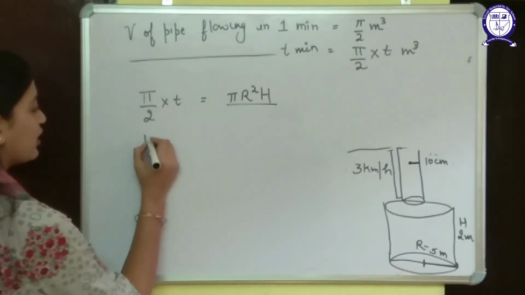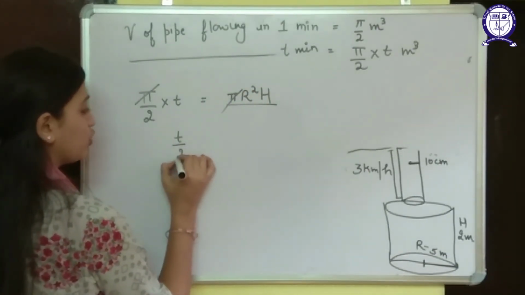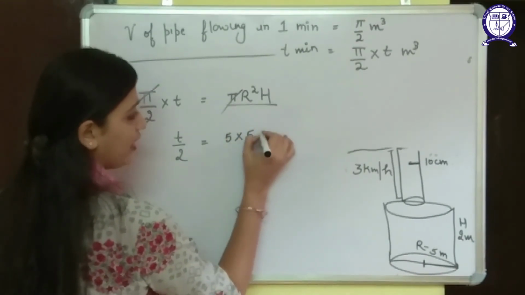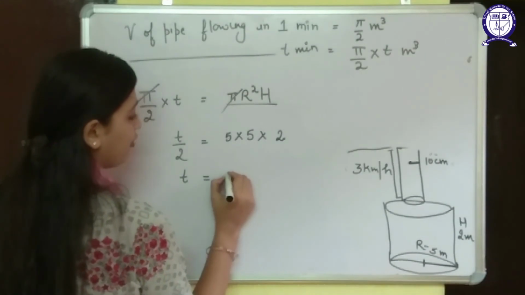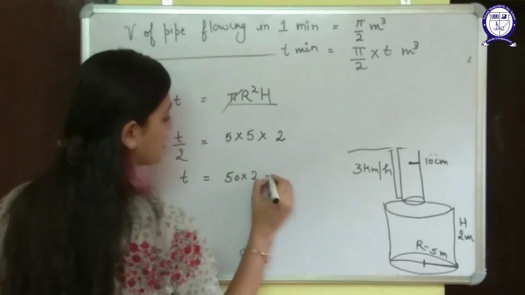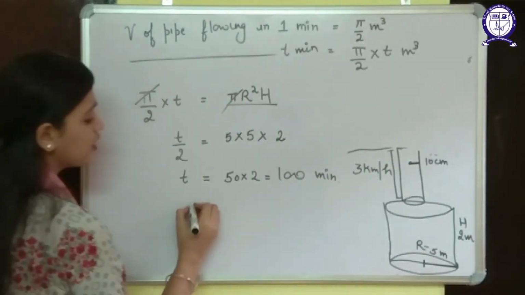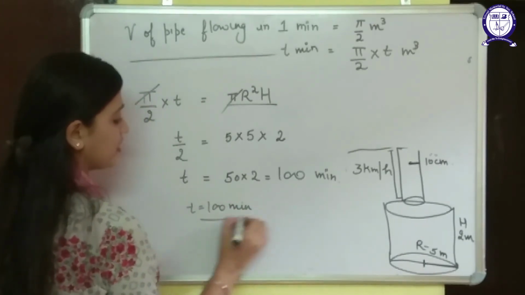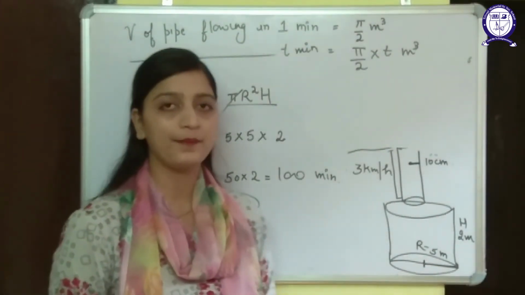Okay, so now let's put in the values. First of all, I can cancel this pi and pi. T upon 2 will be equal to 5 into 5 into 2. So T will be 50 into 2, that is 100 minutes. Okay, so this will be my answer. That is, in 100 minutes the tank will be completely filled by this pipe.